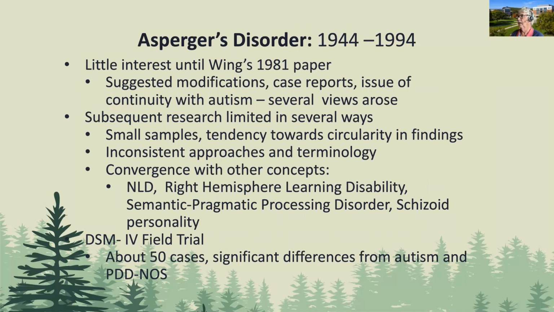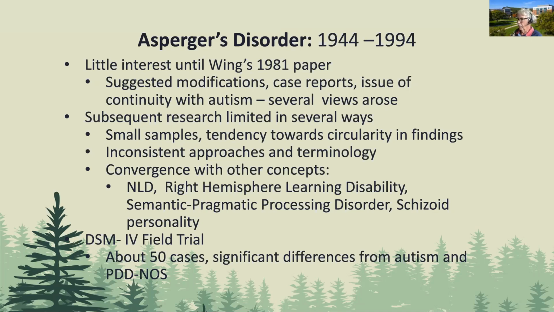Asperger's disorder is interesting. It's worth some little discussion. From 1944 to 1994, there was very little interest until Lorna Wing's 1981 paper, who suggested some modifications. She gave case reports, and she very much talked about the continuities with autism. After her work, several different views arose of the matter. As I mentioned, all of them citing her as being seminal in terms of their conceptualization, but all being somewhat different. Subsequent research, which did start to increase quite dramatically, was limited by small samples and a certain tendency towards circularity. People would define Asperger's a certain way and then discover that it was as they had defined it.